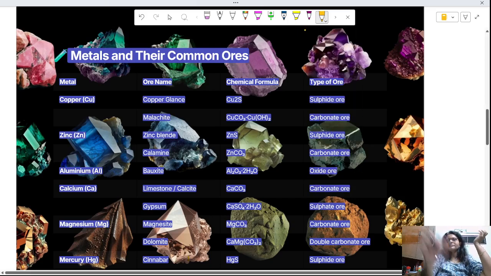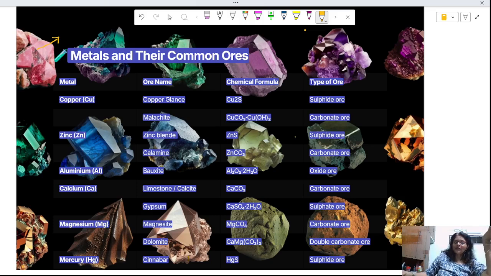This is a very nice pink, right? Some are pinkish, some you can see are reddish, green color is there, violet color is there.